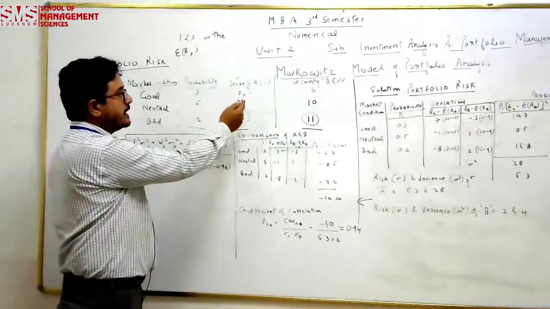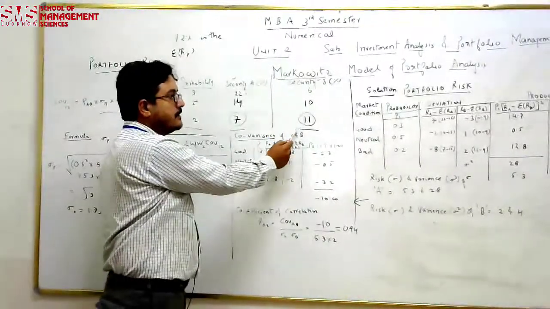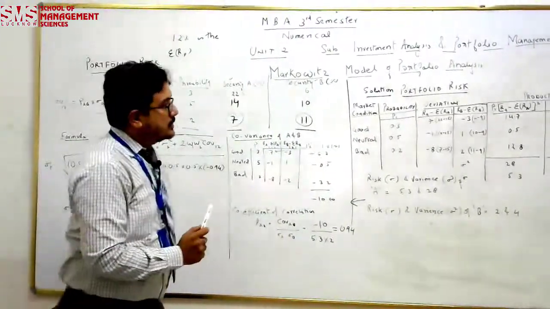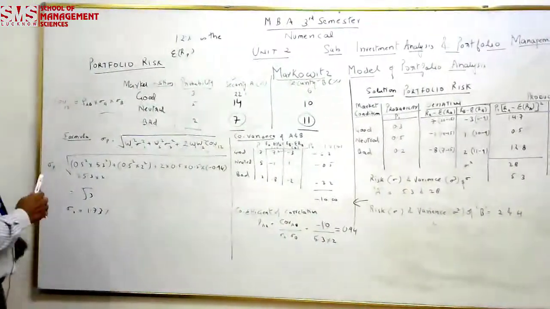Security A having written 22, 14, 7, security B 6, 10 and 11. Now, how can we find out the portfolio risk? For this, this is the formula.